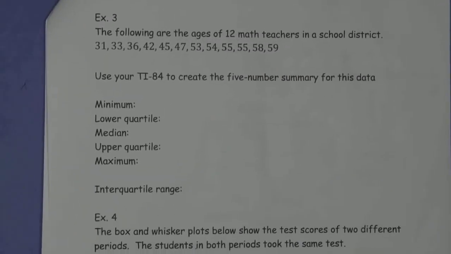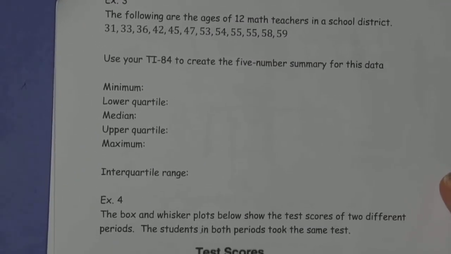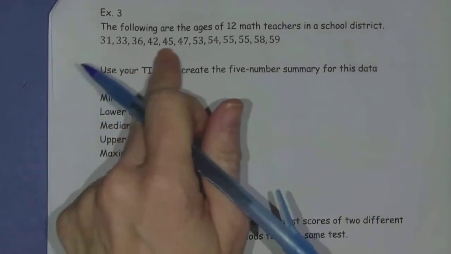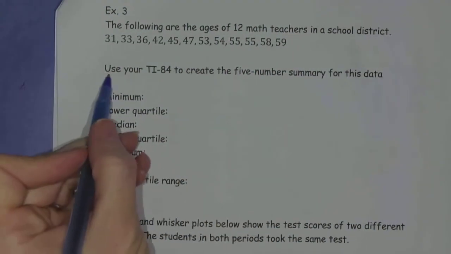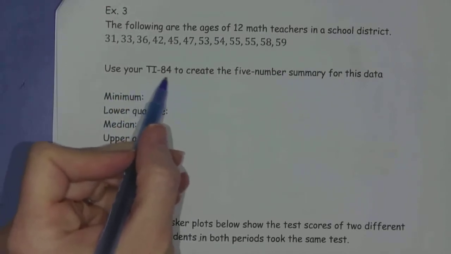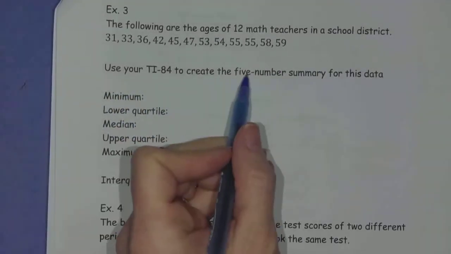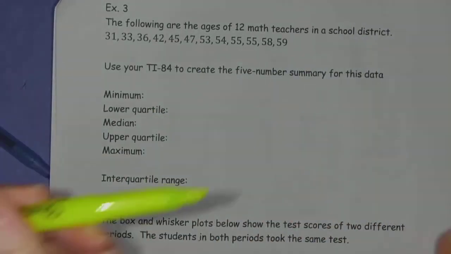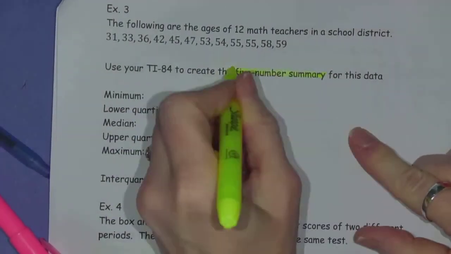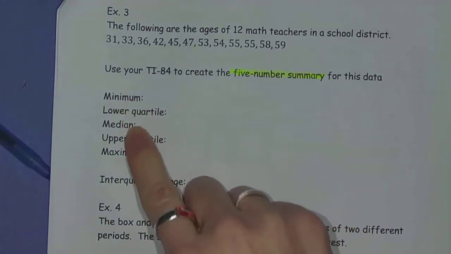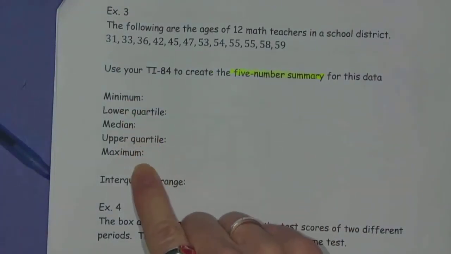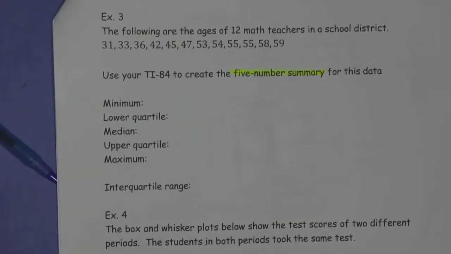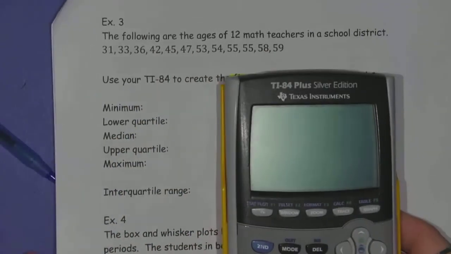Example 3. The following are the ages of 12 math teachers in a school district. This is how old the math teachers are. Use your TI-84 to create the 5-number summary for this data. And by 5-number summary, I mean the minimum, the lower quartile, the median, the upper quartile, the maximum. You can do all of this on the TI-84, so that's what I'm going to teach you right now.